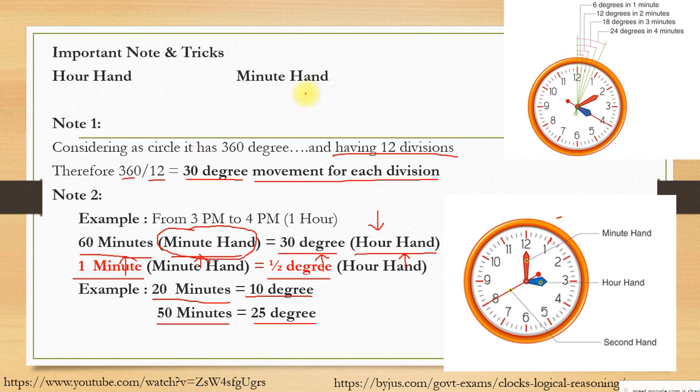So this concept is very, very important. Let me repeat it. A complete rotation is 360 degrees. So if we divide 360 degrees by 12, one division, either 12 to 1, or 1 to 2, or 2 to 3, or 3 to 4, should be 30 degrees.